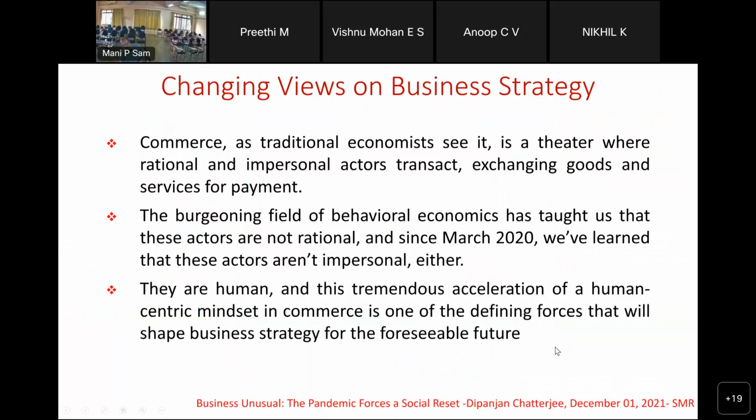Of course, the whole view about business itself is changing because of the analysis or developments in behavioral economics. And we have also seen that it's no longer impersonal, players are there. It is all very, very different. The way in which you look at the business scenario, the world, everything has changed actually. So we should keep this also in mind while we work on the business model canvas.